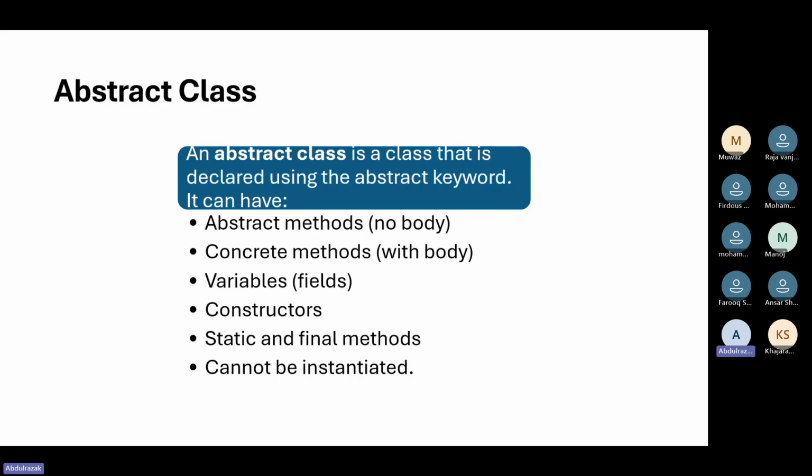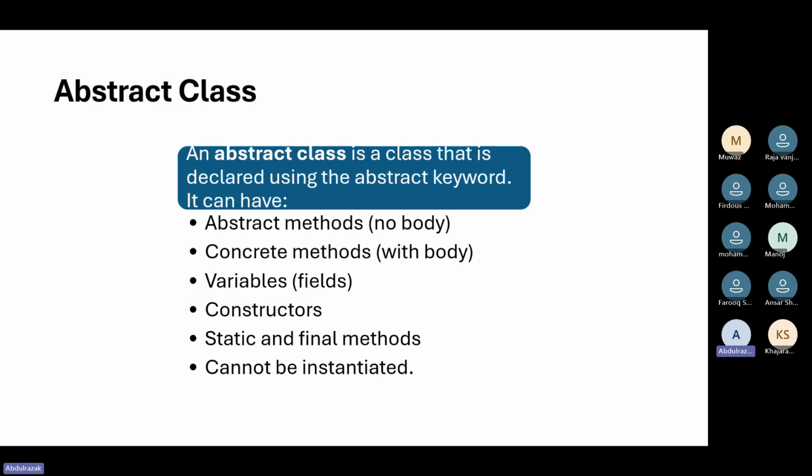An abstract class is defined by using the abstract keyword, and an abstract class contains abstract methods, concrete methods, variables, constructors, and static and final methods. We cannot create an object, so we cannot instantiate it. Initialization means assigning some value. Instantiation means creating an object.